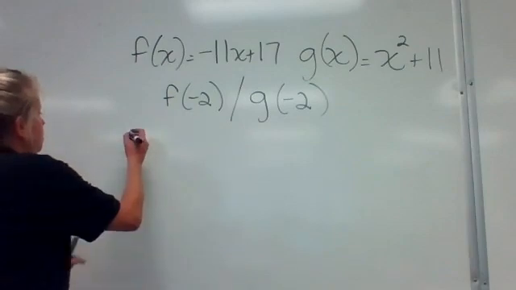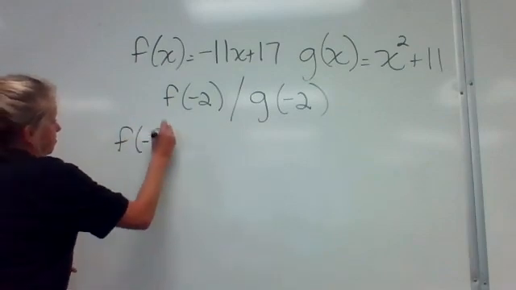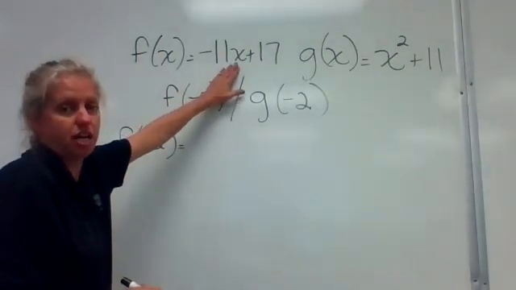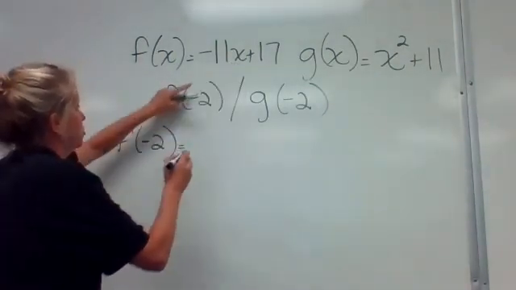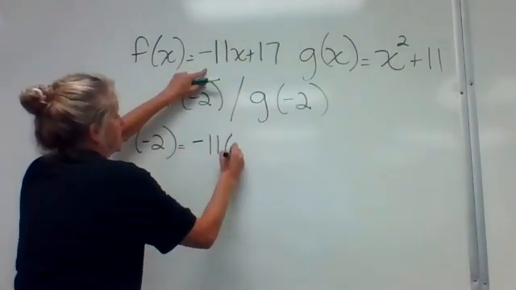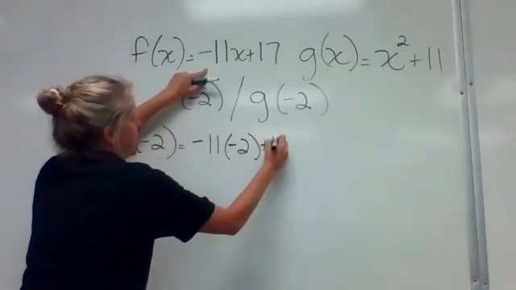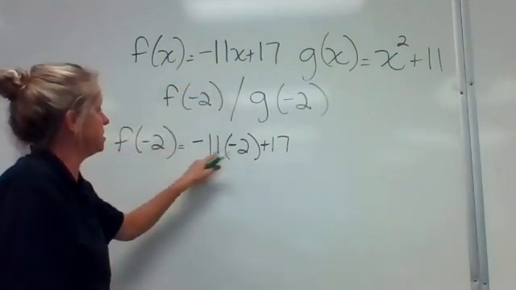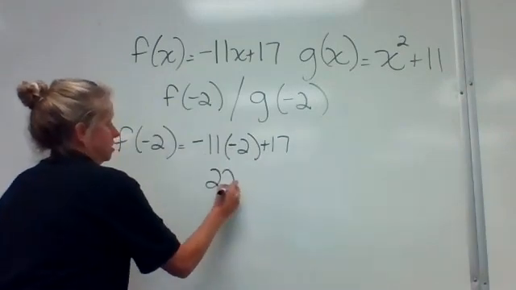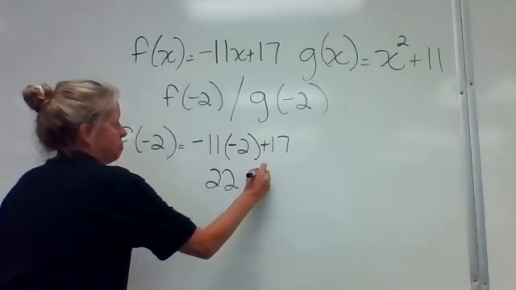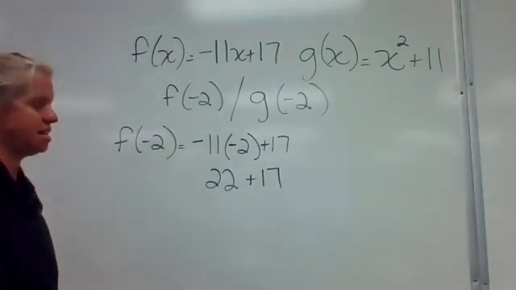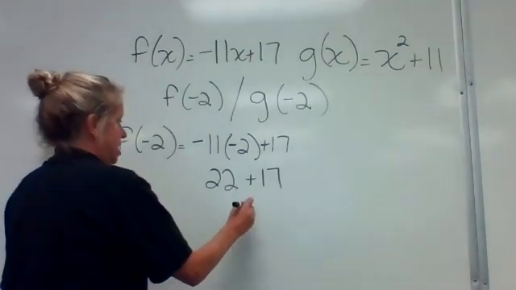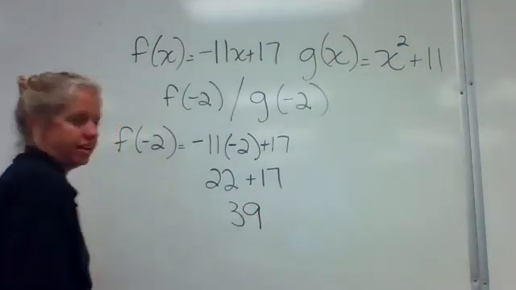So find f of negative 2 first. Here's my f function. I'm going to replace that x with a negative 2. So I have negative 11 times negative 2 plus 17. Negative times a negative gives me positive 22. Bring down my plus 17. 22 and 17 gives me 39.